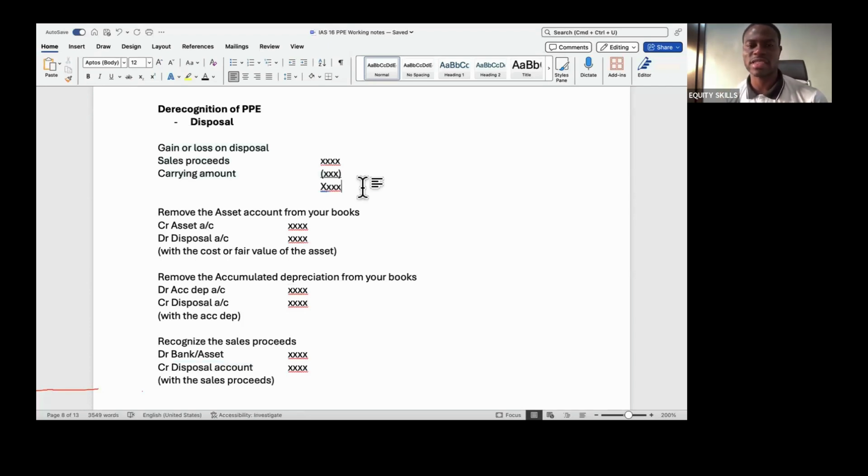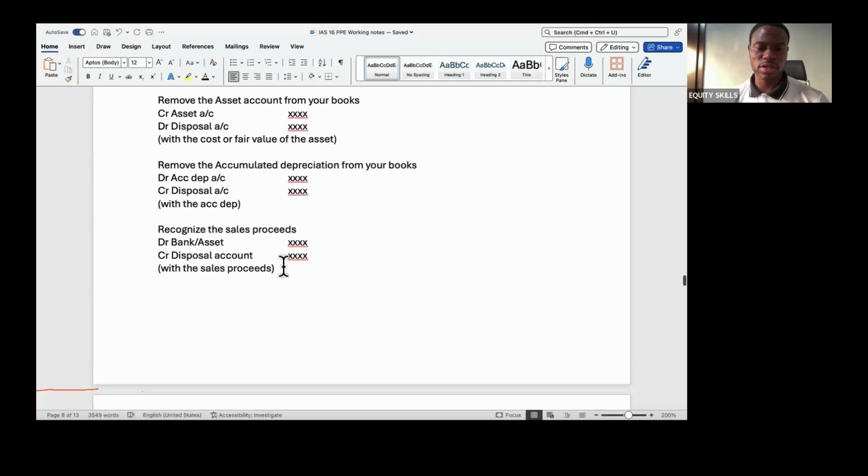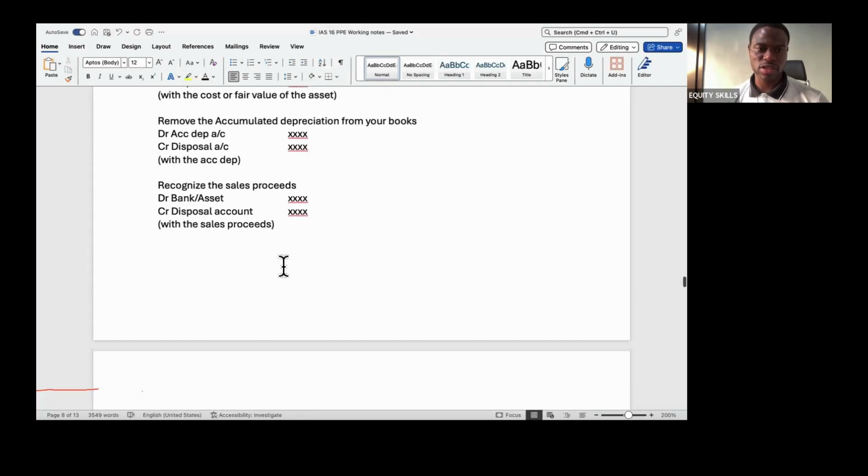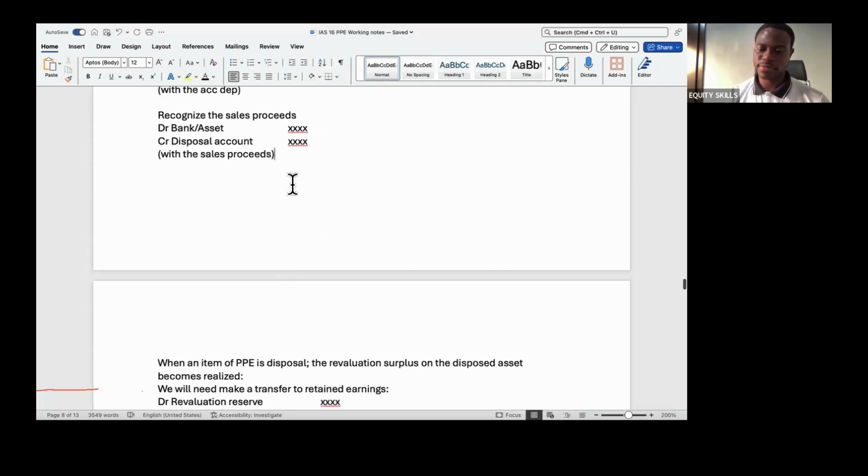When you sell an asset, you need to take off the asset account from your books. You need to take off the accumulated depreciation of the asset from your books. And the sales proceeds, by the time you match it against the carrying amount, we get gain or loss on disposal. And that's pretty much it on derecognition.